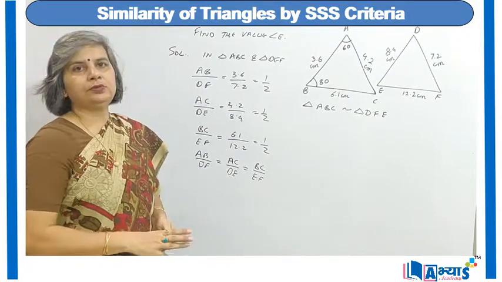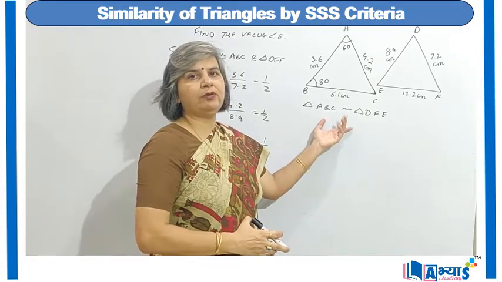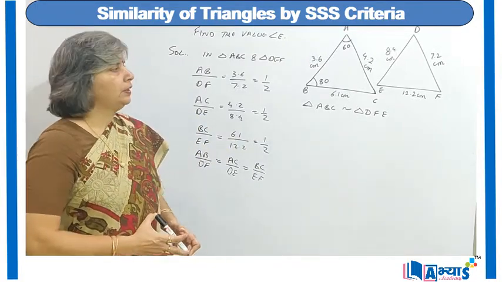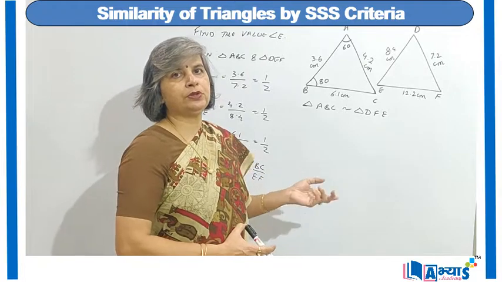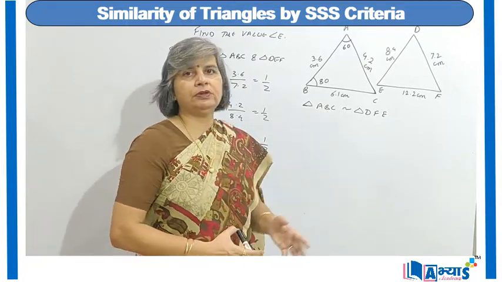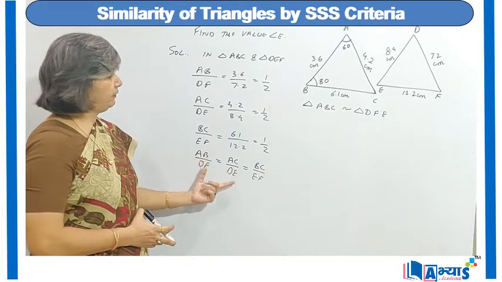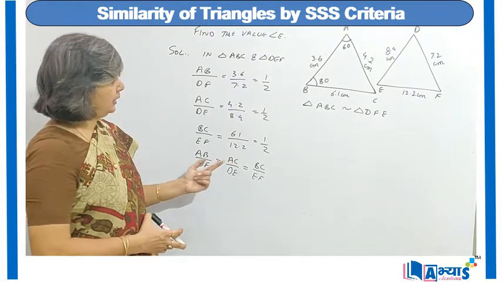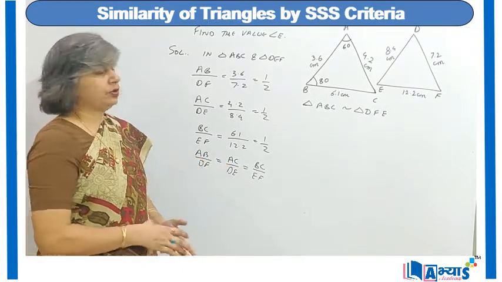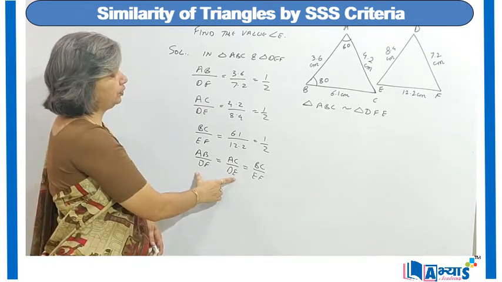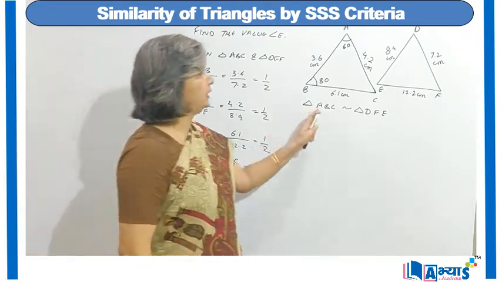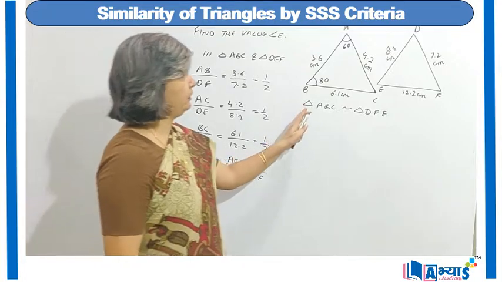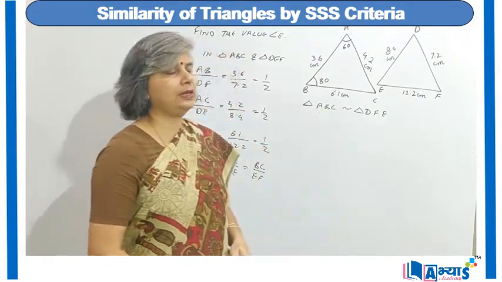The main point to be considered is how to write the name of the similarity. That means when we are writing the similarity, we should be very clear about the relationship, as to which vertex is corresponding to which vertex. So for that we have taken the first two terms. Now in this AB and here we have AC. That means in the numerator A is common in the first and the second, and for the denominator D is common. So we can say that A is corresponding to D. Now for B it is F and for C it is E. So we have written triangle ABC is similar to triangle DFE.